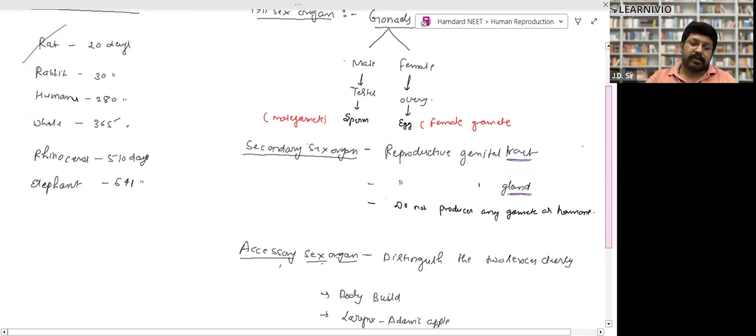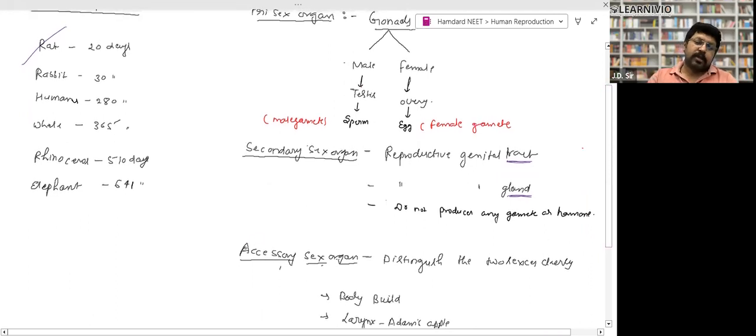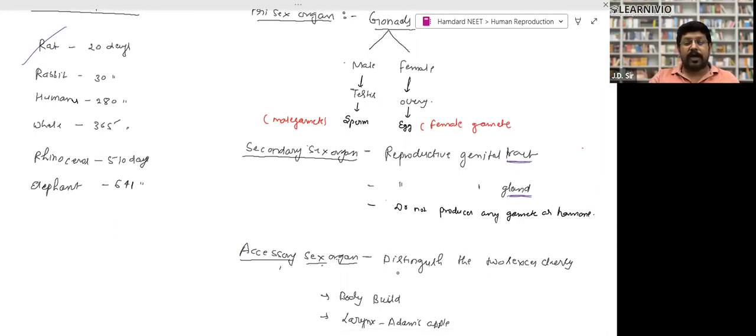Accessory sex organ. What are the accessory sex organs? That question I've been asked. Accessory sex characteristics are those characteristics which differentiate or distinguish the two sexes clearly, like between male and female. A beard and mustache are accessory sex characteristics. They differentiate a male human from a female, right?